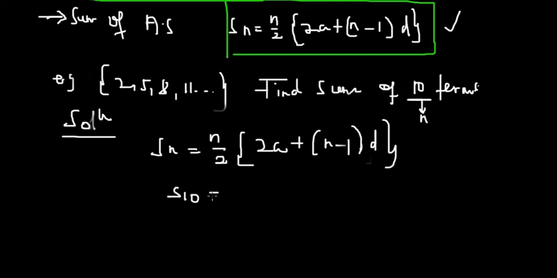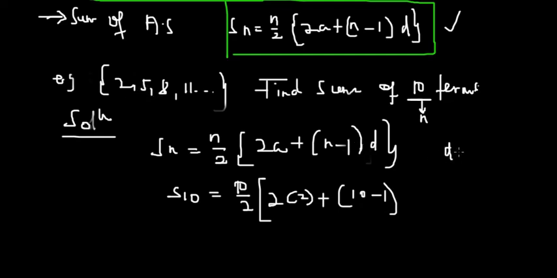So S10 equals 10 on 2, times 2 times a. a is the first term, so we have 2, plus n, which is 10, minus 1, and then the common difference. When you take the common difference of these values, 5 minus 2 gives us 3. Let's check again: 8 minus 5 also gives us 3, and 11 minus 8 gives us 3. So the common difference is 3.